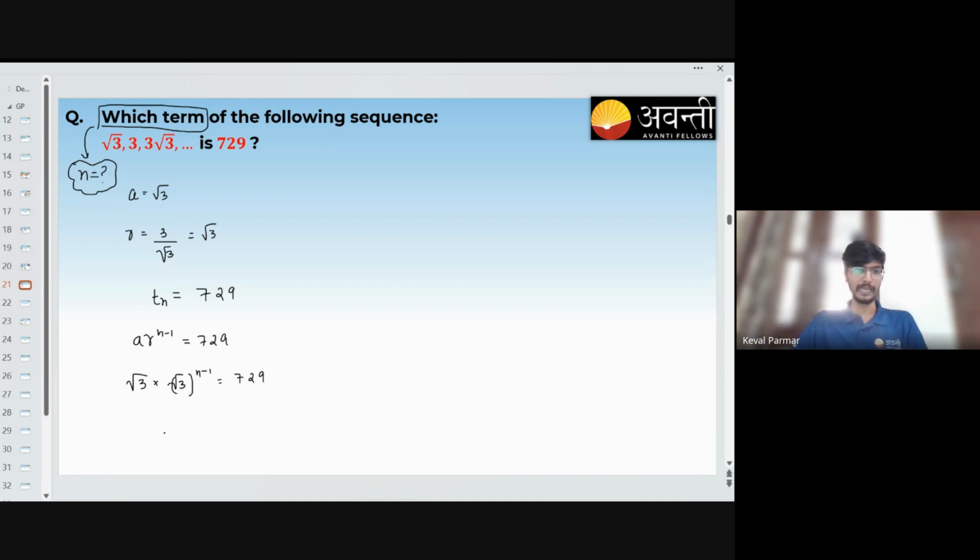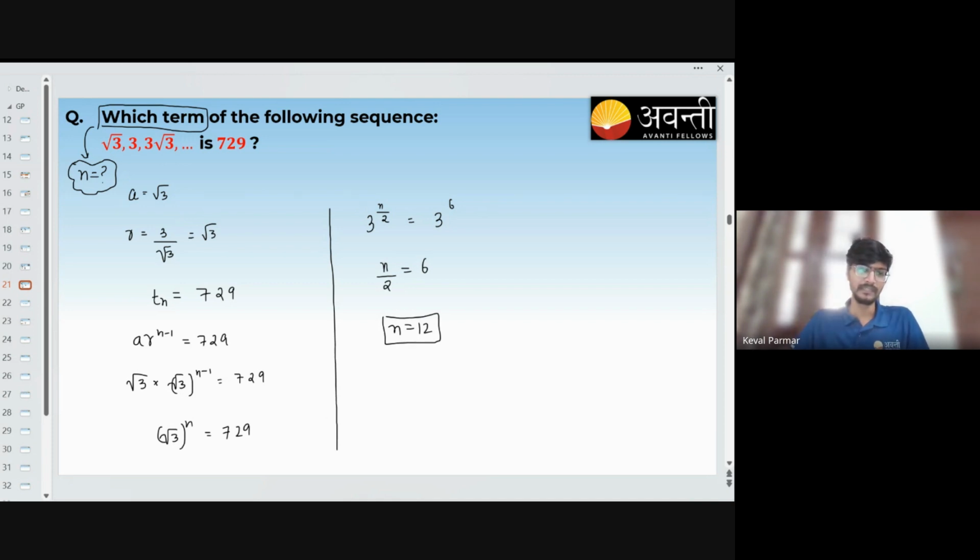Power will get added. So I'll get √3 to the power n is equal to 729. So √3 को मैं क्या लिख सकता हूँ? 3 raised to the power half, और n पहले से, is equal to 729. अभी देखा ना, 3, 9, 27, 81, 243, 729, 3 is to power 6. So by comparing powers, n by 2 will be equal to 6 and n will be equal to 12. This is my answer. Simple.